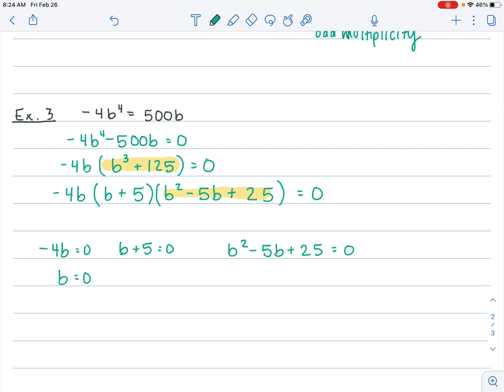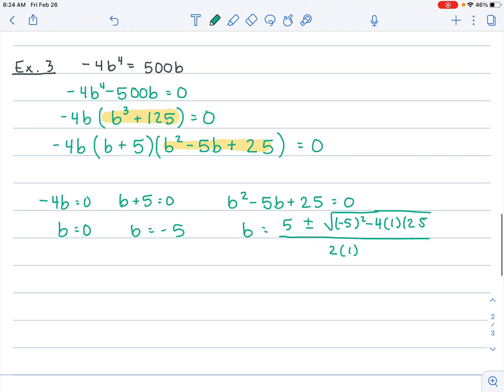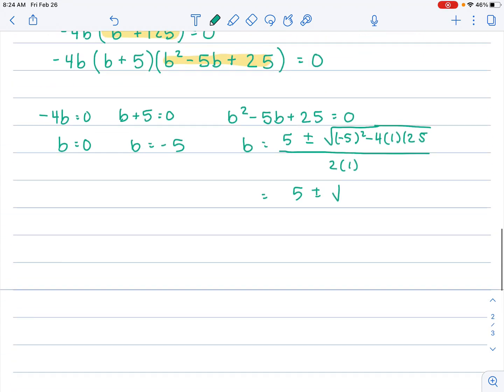Divide by negative 4 here, and I get b equals 0. Subtract 5, I get b equals negative 5. And over here, I'm going to have to use the quadratic formula, so b is going to be the opposite of b, which is 5, plus or minus the square root of negative 5 squared minus 4. My a value is 1, my c value is 25, all over 2 times my a value. That gives me 5 plus or minus that square root becomes, oops, sorry guys, negative 75, all over 2.